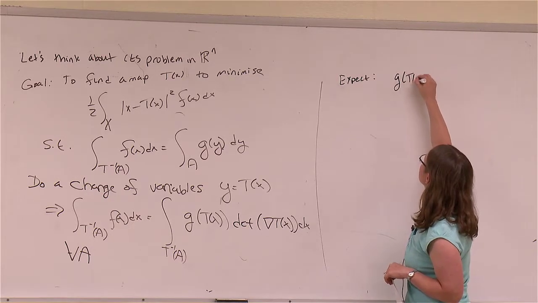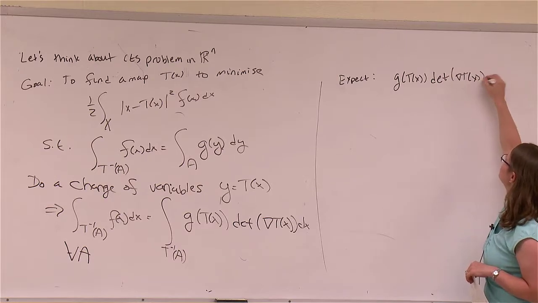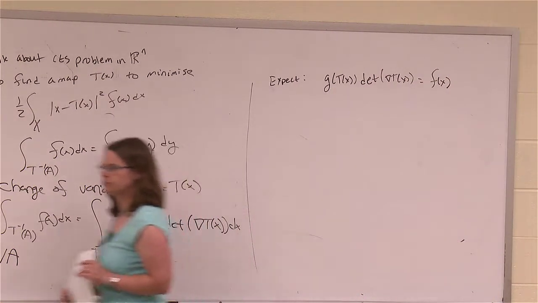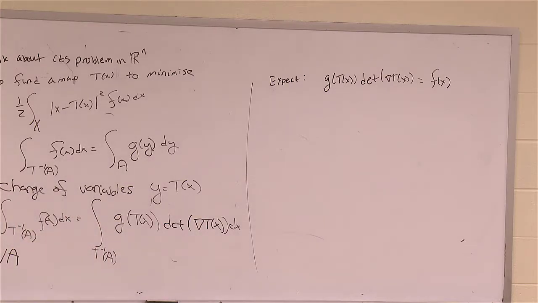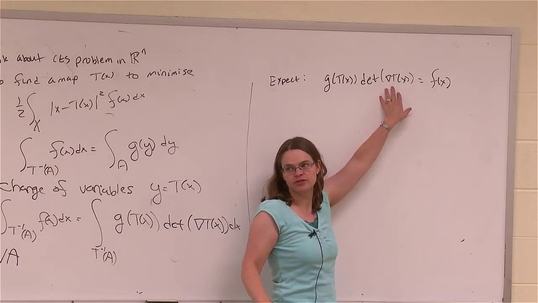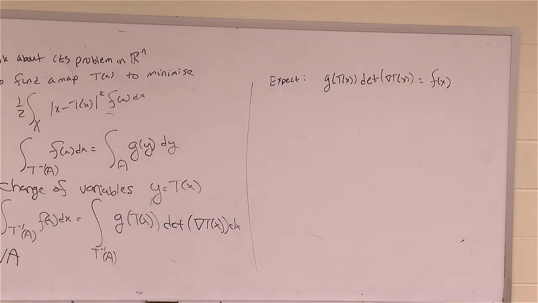So we expect that g of T of x times the determinant of the Jacobian of my map is equal to f of x. I haven't done optimal transport yet. This is just saying I've got some kind of mapping that rearranges f into g. There's lots of ways of doing that, and all of them, if they're differentiable mappings, are going to satisfy this equation. This is nothing but conservation of mass. Now we want to do more than that. We want to minimize some cost. We want to minimize this quadratic cost.